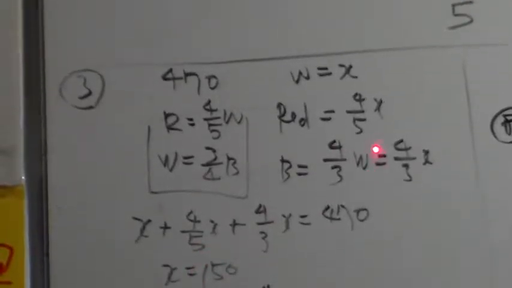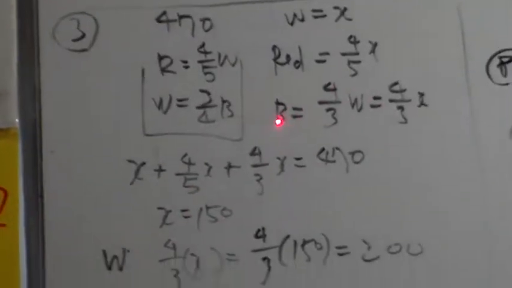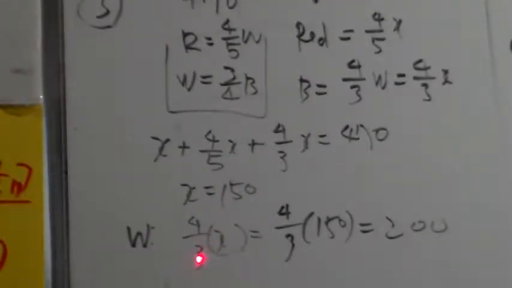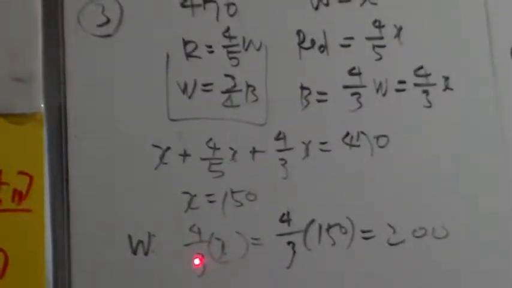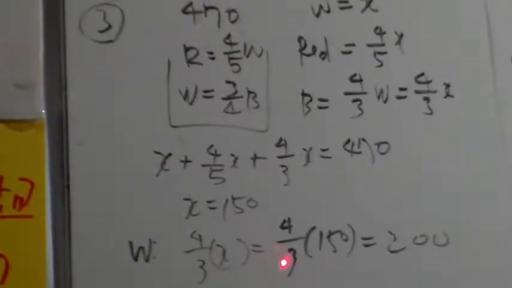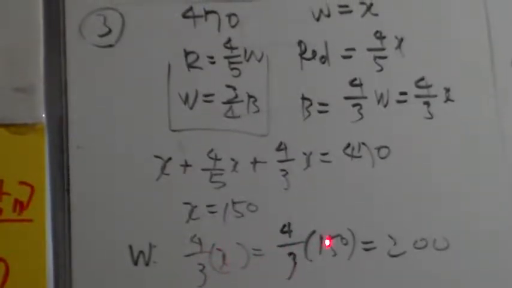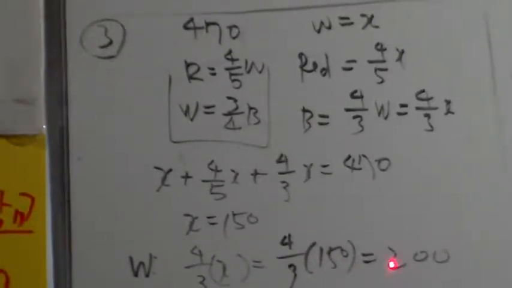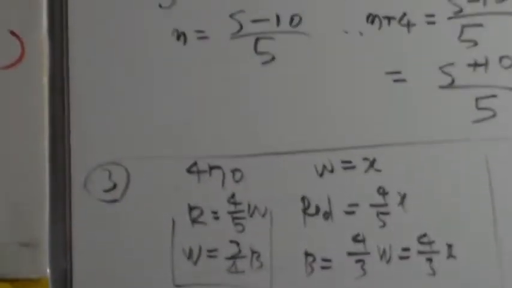So how many white are in there? We're gonna figure out white is 4/3 x, right? So 4/3 x is 150, then white is 200. Got it? Okay.